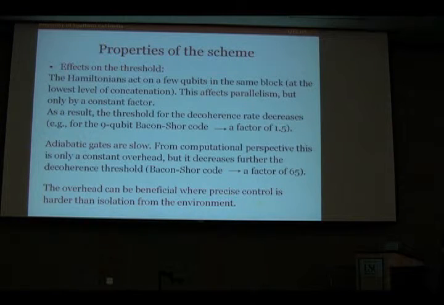So I have calculated a particular comparison. If we imagine that we implement a given gate dynamically with a Hamiltonian of some given strength, and if we imagine that we apply this adiabatically according to our scheme, it turns out that in order to fit in the threshold of 10 to the negative 4, for example, which was estimated for the Bacon-Shor code, we need a time which is 65 times larger than what we would have in the dynamical case. Of course, assuming that the dynamical transformation is precise. So this is a really significant overhead.